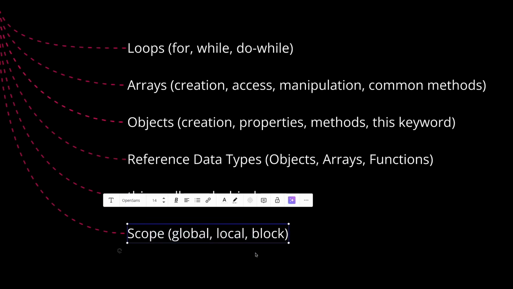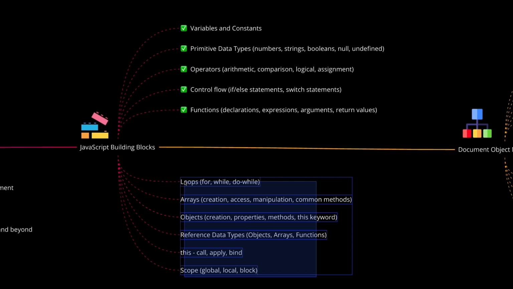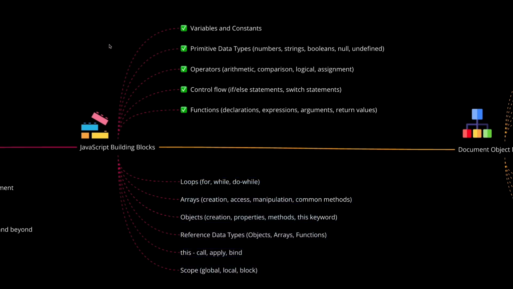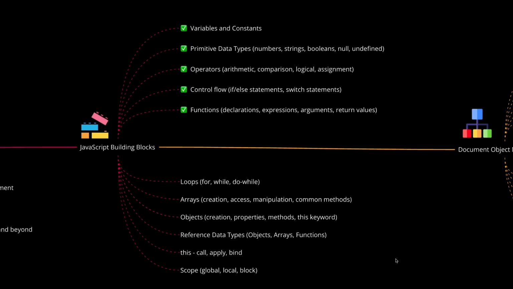And lastly, we'll learn about the scope, which is how JavaScript determines the accessibility of variables within different parts of your code. And here we will learn about the global, local, and block scope and the difference between them. And by the end of this section, we will complete all of these advanced concepts in JavaScript and overall the JavaScript building blocks, which will enable us to build interactive and advanced web applications.